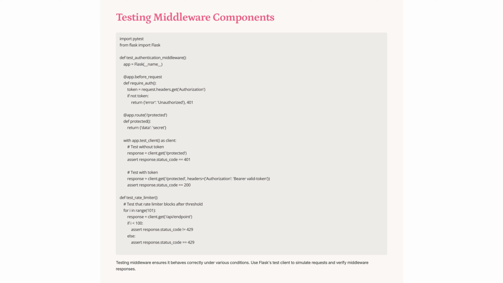Testing middleware components is crucial for ensuring reliability. Use Flask's test client to simulate requests, verifying responses under different conditions. For authentication, check responses with and without tokens. For rate limiting, ensure requests are blocked after a threshold. This approach guarantees middleware functions as expected, enhancing application stability.